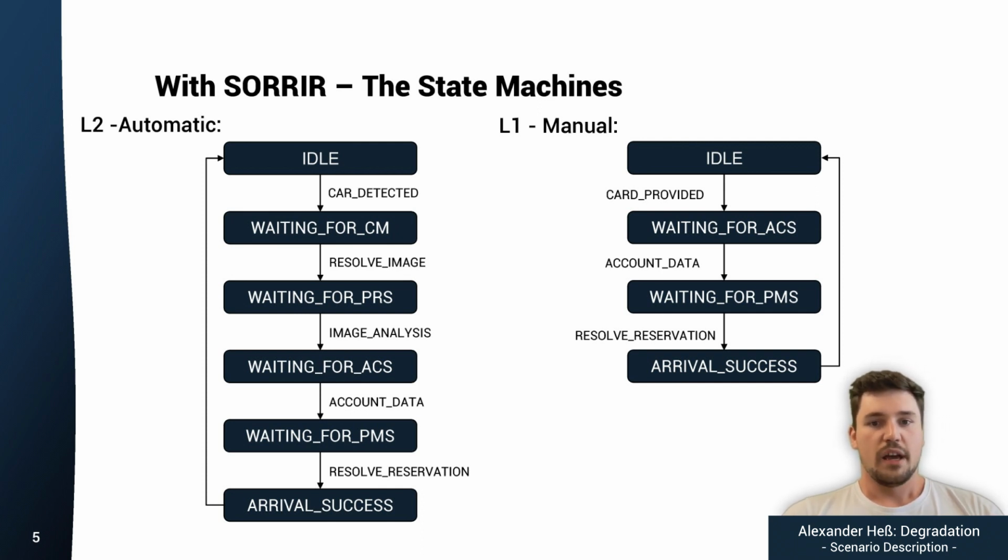Now, let's see what happens on the right side here. So this is the manual authentication process. And you can see that we have omitted the two states waiting for CM as well as waiting for PRS, because instead of capturing the license plate, the user just provides an identity card in the first step, and we can directly use that information to query the accounting service.